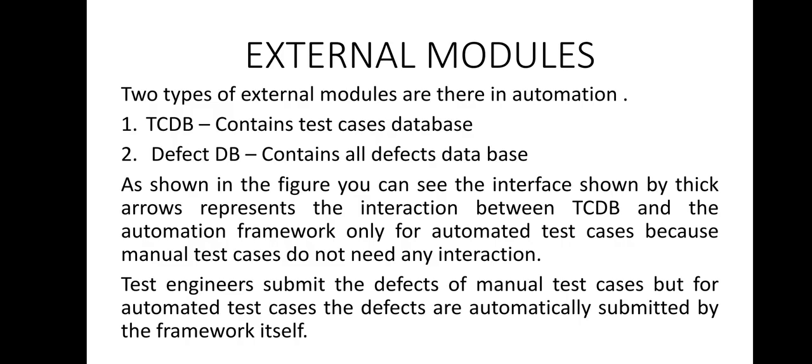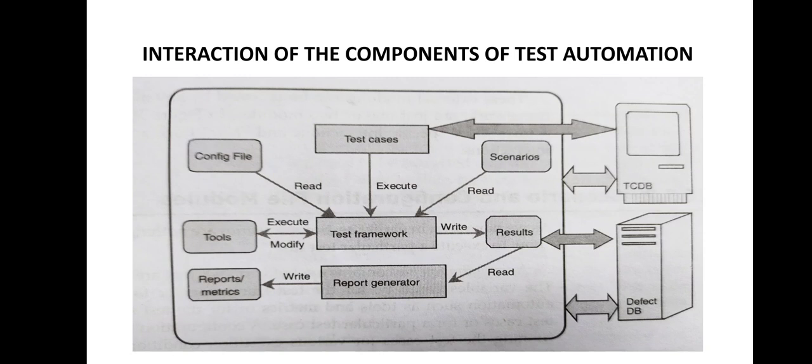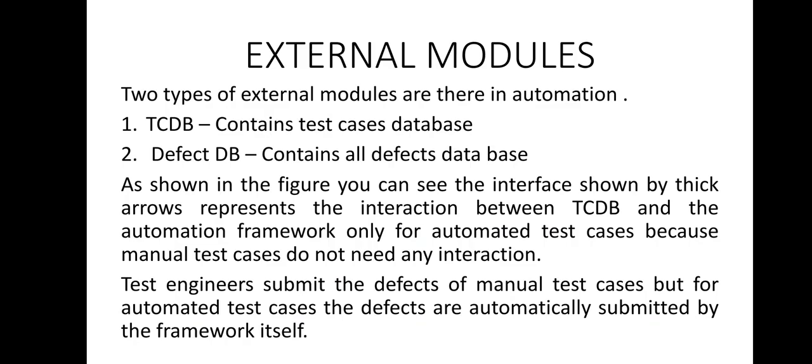Here you can see in the figure that the interface is shown by the thick arrows. There is a thick arrow showing the interaction between the test case database and the automation framework. It is only for automated test cases, because manual test cases do not need any kind of interaction. Now the defect database: test engineers have to submit the defects of manual test cases, but for automated test cases the defects will be automatically submitted by the framework itself. That's why we have given the diagram of the framework here.